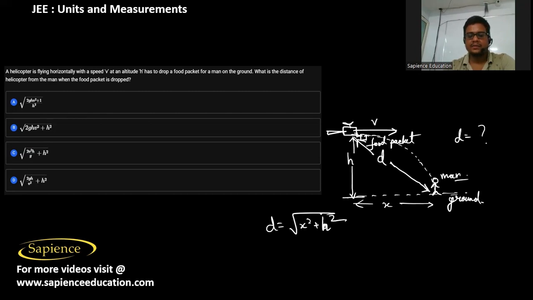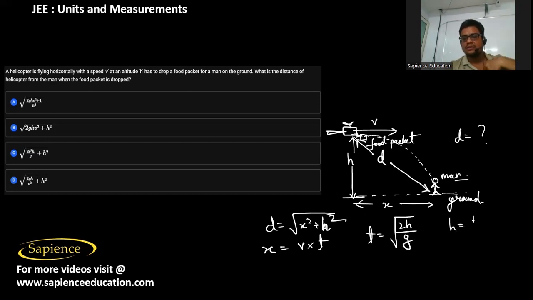Now the horizontal range will be equal to v into the time of flight. The time of flight will be obviously equal to root over 2h by g. Since h will be equal to half g t square, so t will be the time of flight. Therefore x will be equal to v into root over 2h by g.